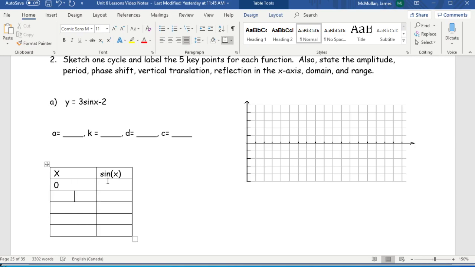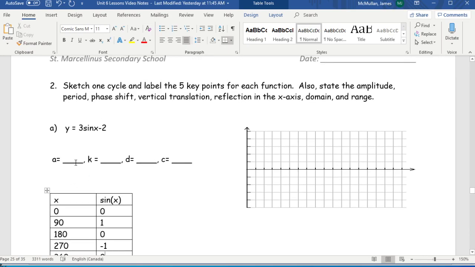X counts up by 90, and y starts at 0, goes up to 1, back down to 0, down to -1, and then ends up back at 0. You need to transform that equation with a being 3, k being 1, d being 0, and c being -2.